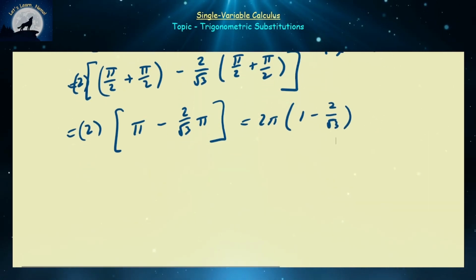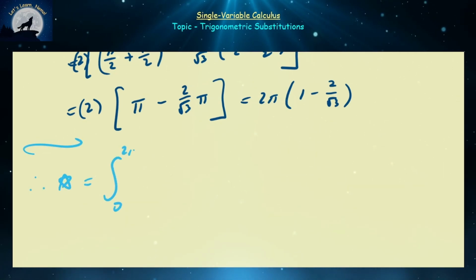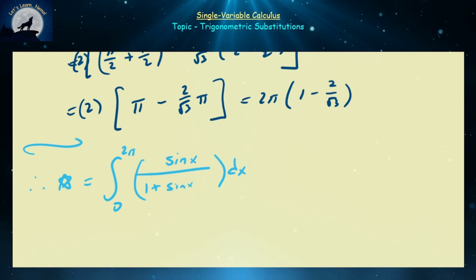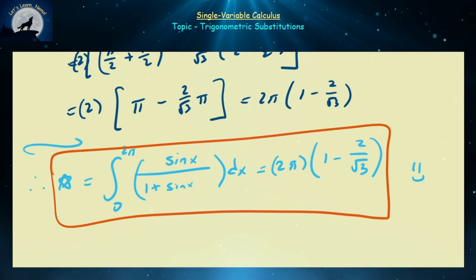So therefore we can write our original integral, which was the integral from 0 to 2 pi of the sine of x all over 1 plus the sine of x dx. And we have proven this is just going to be equal to 2 pi times 1 minus 2 divided by the square root of 3. And wasn't that fun? Right? And that was able to be generated from the Weierstrass substitution. Very, very beautiful and clever technique.